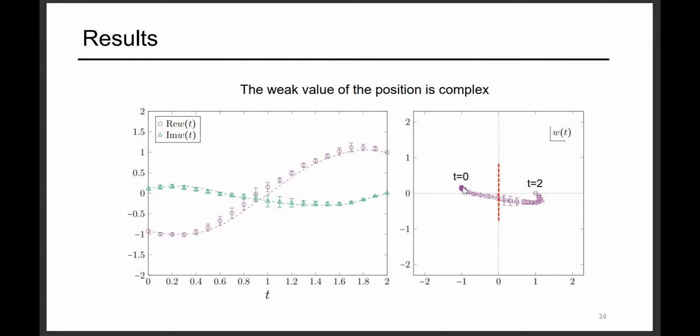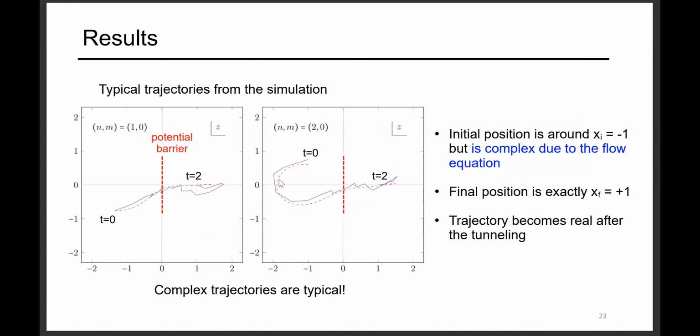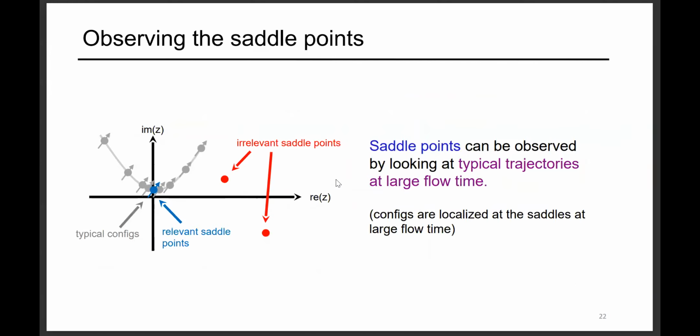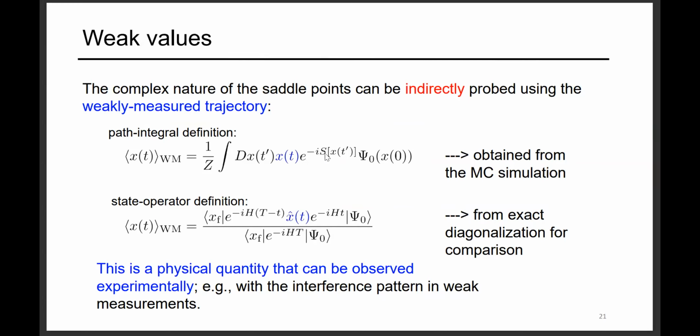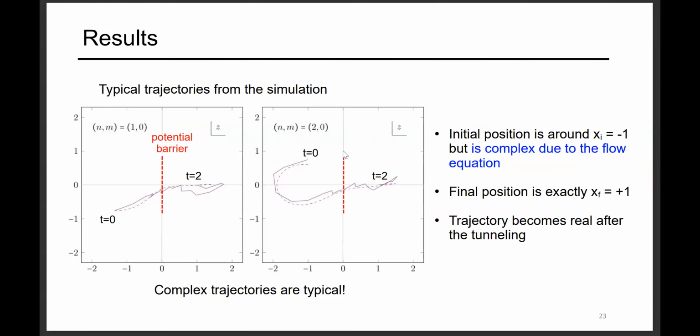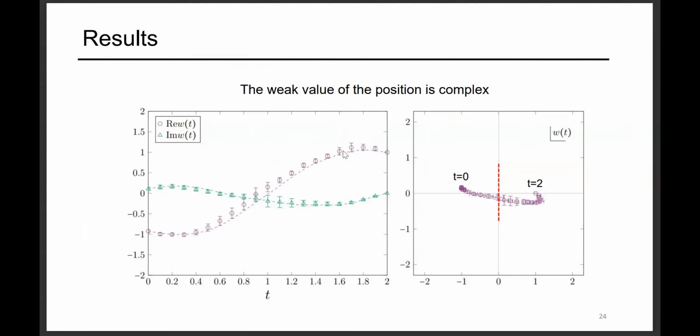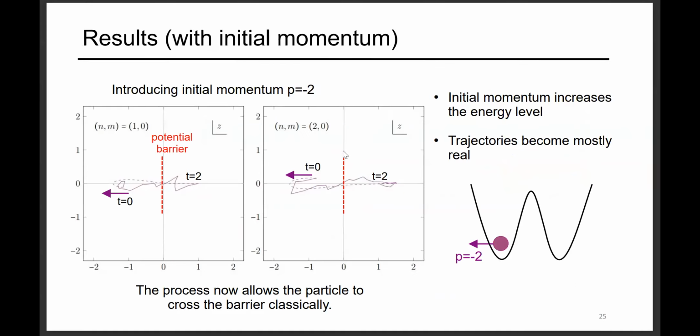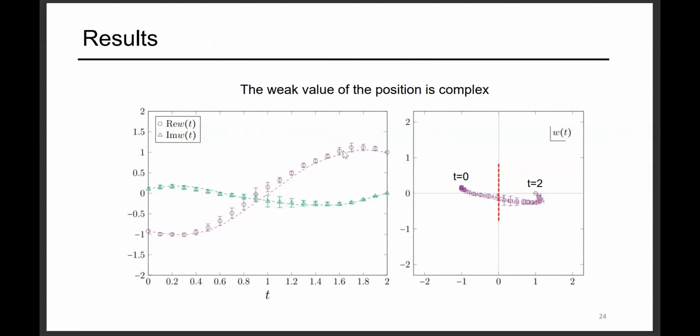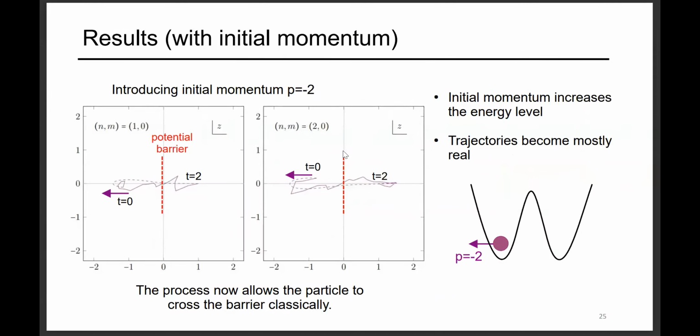Note that the trajectory of the weak value is not the same as these typical trajectories, because we perform the average of typical trajectories, but with the complex phase. This complex phase also modifies some complex structure of the trajectories, so in general they are not necessarily the same. Oh, sorry. Yes.